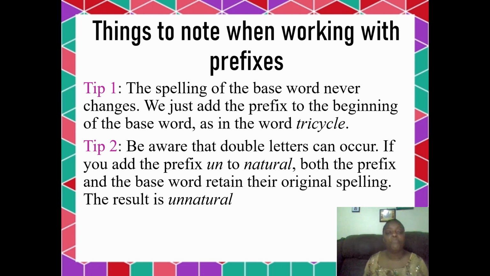Tip number 2, be aware that double letters may occur. If you add the prefix un to a word that begins with N, likely you will keep both Ns. So you're going to have UNN. So let's say we have added un to natural, the word would be unnatural, and we would have created a double letter in our spelling.